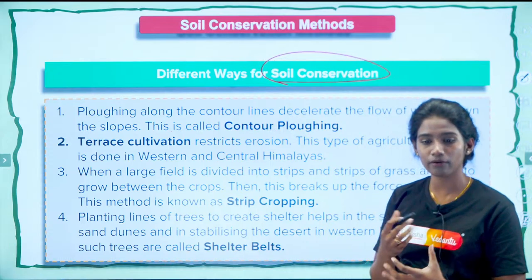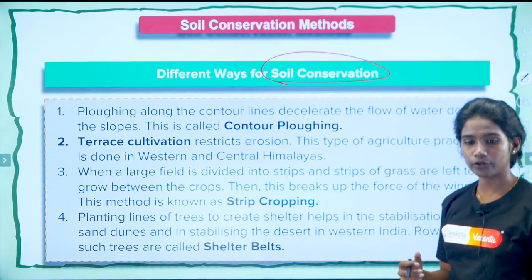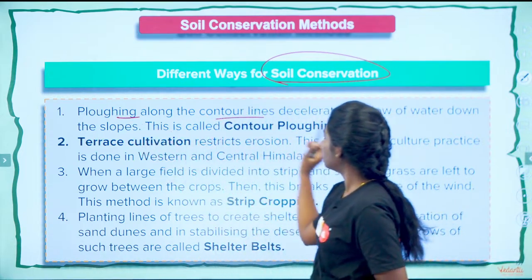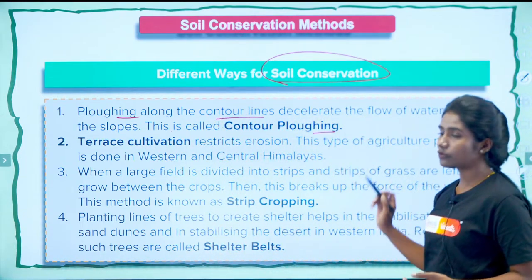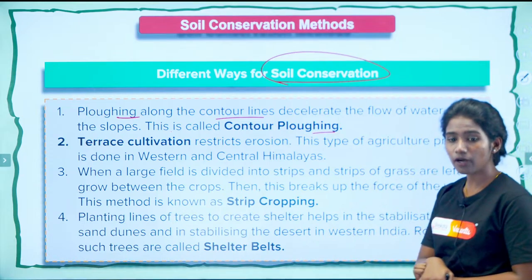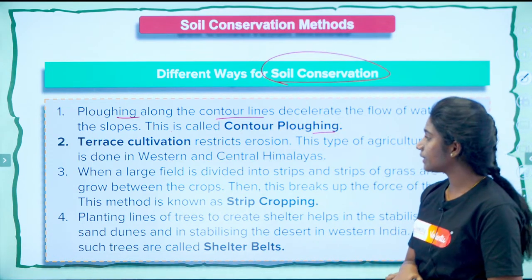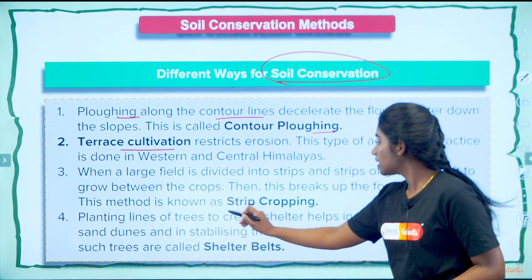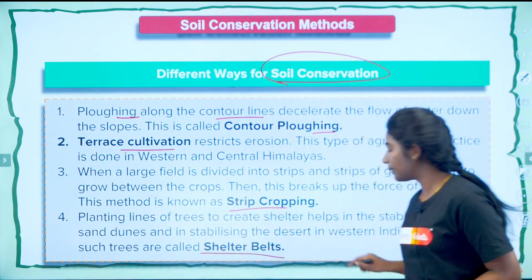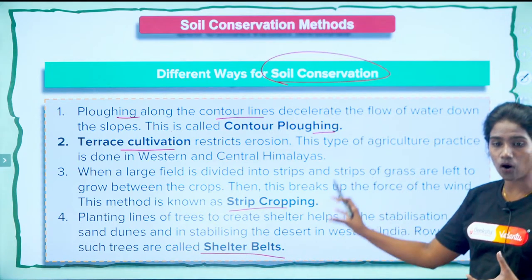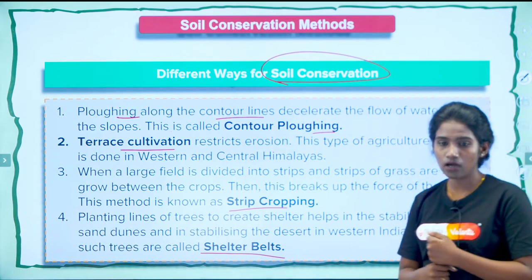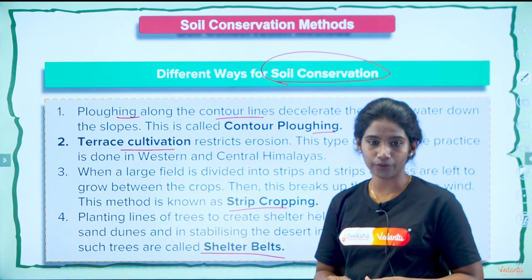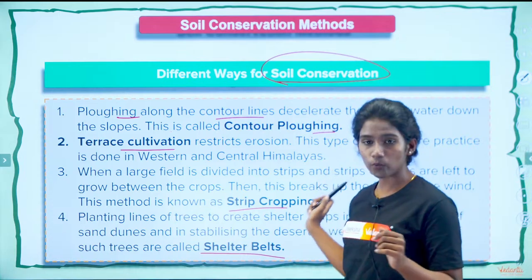It is important for us to protect our soil from erosion. How can we do that? By plowing along the contour line. See, the plowing is very important. Contour plowing, right? And along with that, even terrace cultivation, strip cropping, shelter belts. By practicing all these, we can prevent soil erosion. First one is contour plowing.